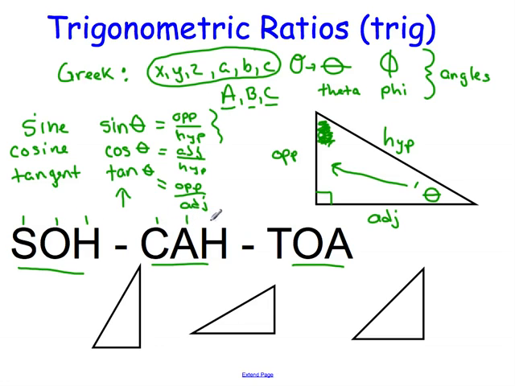This is the cosine, it's the adjacent over the hypotenuse, which is here. And tangent is opposite over adjacent.